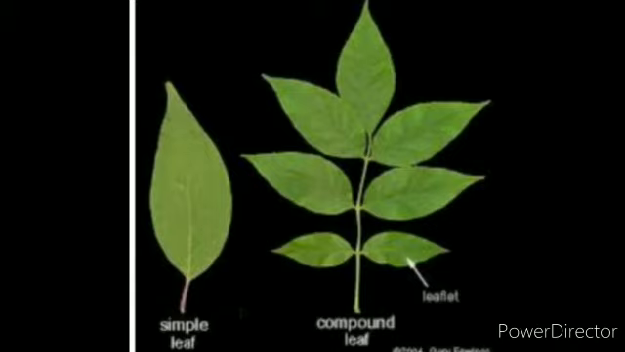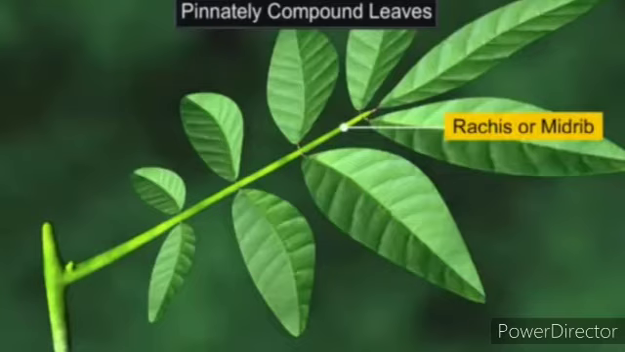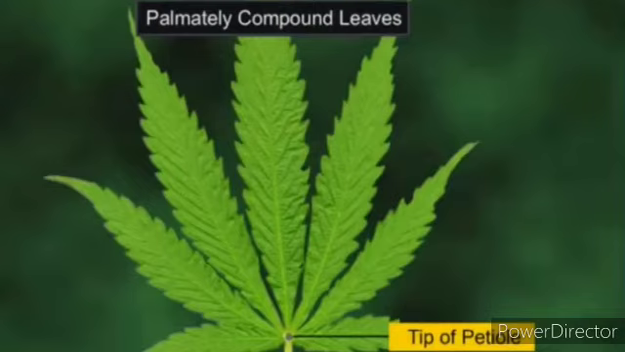A bud is present in the axil of the petiole in both simple and compound leaves, but not in the axil of leaflets of the compound leaf. There are two types of compound leaves. First one is the pinnately compound leaf. A number of leaflets are present on a common axis, the rachis, which represents the midrib of the leaf. Examples are curry leaf, neem leaf, etc. The second type is the palmately compound leaf. The leaflets are attached at a common point, at the tip of the petiole. Examples are cotton plant leaf, tapioca leaf.